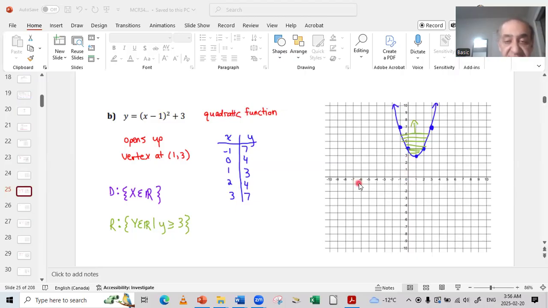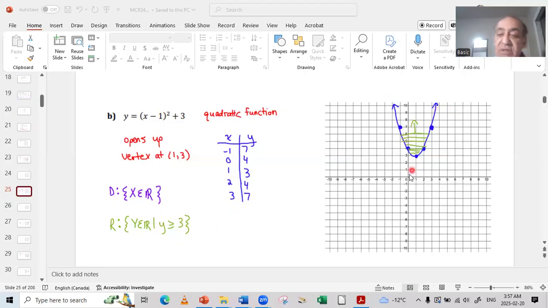But still, wait a minute. If we want to state the domain now, x can be any number from minus infinity to positive infinity. So x belongs to real numbers. That's no problem. The domain x belongs to real numbers. So any real number can go for x, any number from minus infinity to positive infinity.